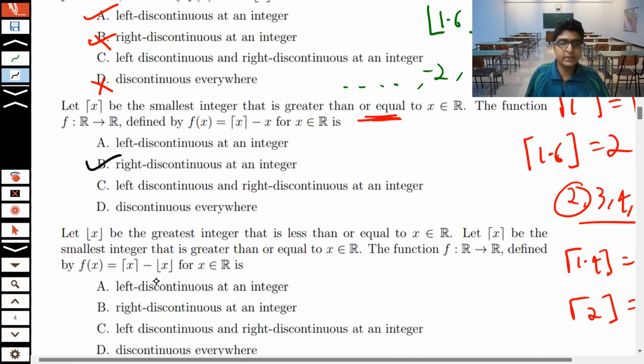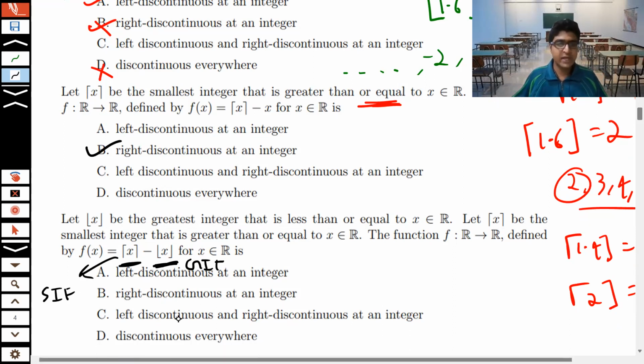Now look at this question here. Okay, note it down for yourself. You now have to check whether this, where this is the greatest integer function and this is the smallest integer function. Okay, let me write SIF for this and GIF for the other one. All right, so now you have to check whether the difference of the smallest integer function and the greatest integer function is left discontinuous, right discontinuous, both, or discontinuous everywhere. Okay, just check it and let me know your answer in the comment box. Okay, you can take a screenshot quickly. All right, do let me know in the comment box.